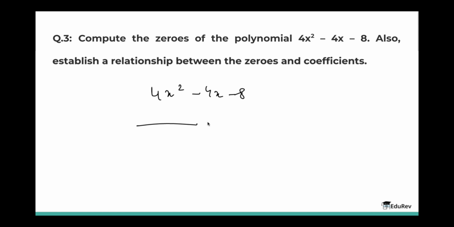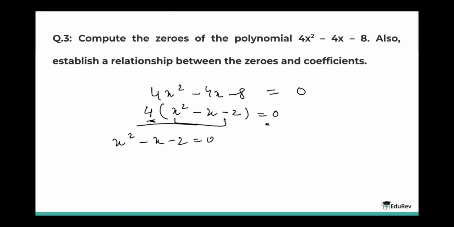So let's do it. Now let the given polynomial p(x) equal 4x square minus 4x minus 8, which is already given. And I know that to find the zeros, I have to equate it to 0. Now I have to factorize it. So it can be what? If I take 4 common, it will be x square minus x minus 2 equal to 0. Now it's basically x square minus x minus 2 equal to 0 because 4 cannot be 0. So obviously this has to be 0.